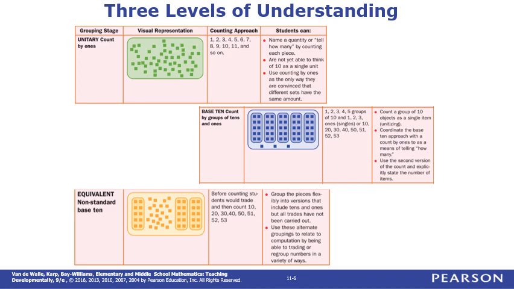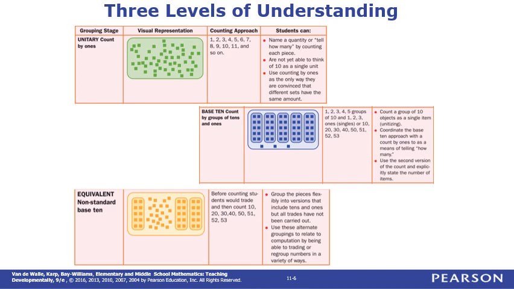Then we go on to our middle stage, which is the base 10 stage. In this stage, students count a group of 10 objects as a single item, and so they are starting to understand that 10 is a unit in and of itself. They coordinate the base 10 approach with a count by ones as a means of telling how many. So again, they might group initially, but then they might have to recount using the Unitarian approach to make sure they have 10. And they use the second version of the count and explicitly state the number of items. So again, starting to have that understanding of grouping, but it's still pretty stagnant.